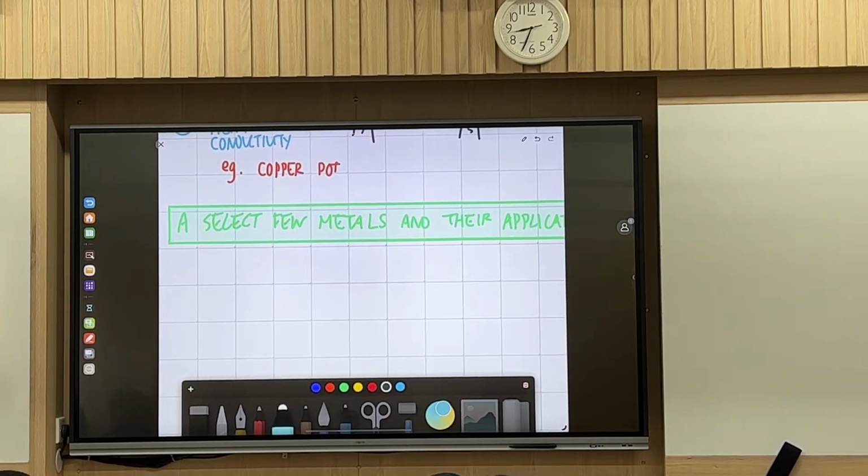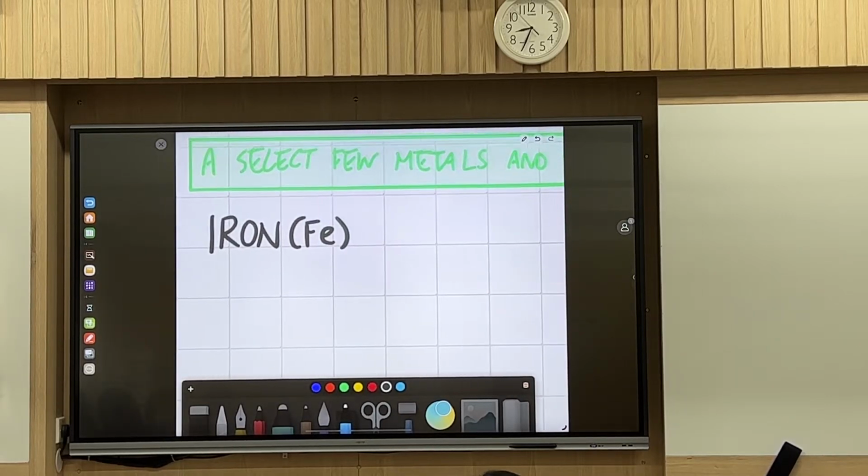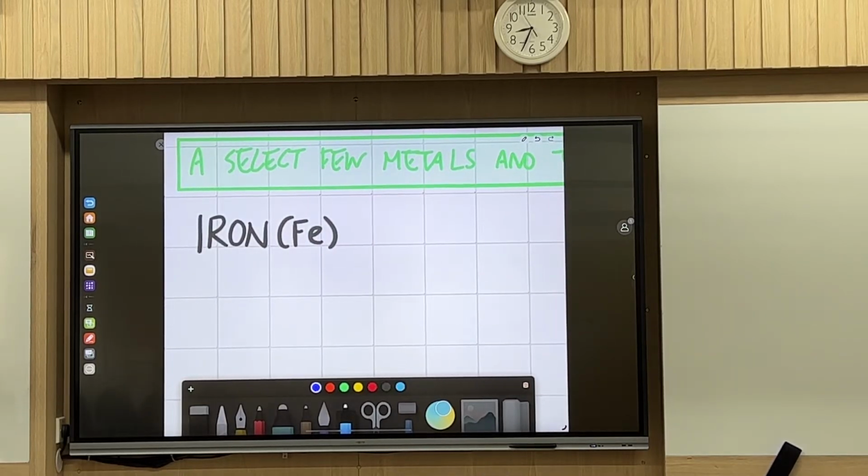So what is the symbol of iron? Fe. Okay, yeah. So we have iron, Fe. So it is relatively cheap. Okay, and this is the second most abundant metal that you should know. What do you think is the most abundant metal in the earth? Do you know which metal is the most abundant?